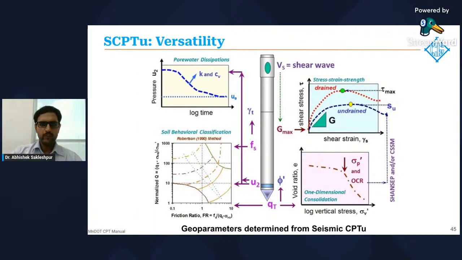Now, the SCPTU is versatile, meaning that we can get many soil parameters of interest in design. So for example, from pore pressure dissipation, we can get the coefficient of permeability and the coefficient of consolidation of the soil. We can also get the groundwater table. From the cone resistance and sleeve friction, we can classify the soil according to these soil behavior type charts. We can also estimate OCR, over consolidation ratio, pre-consolidation stress, along with the small strain shear modulus, Gmax, if we also perform seismic cone penetration tests.